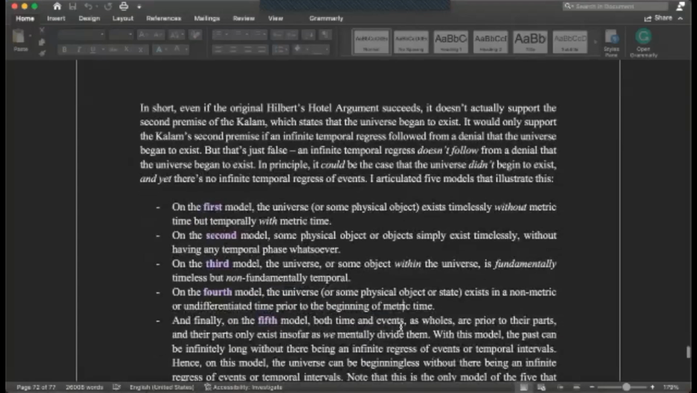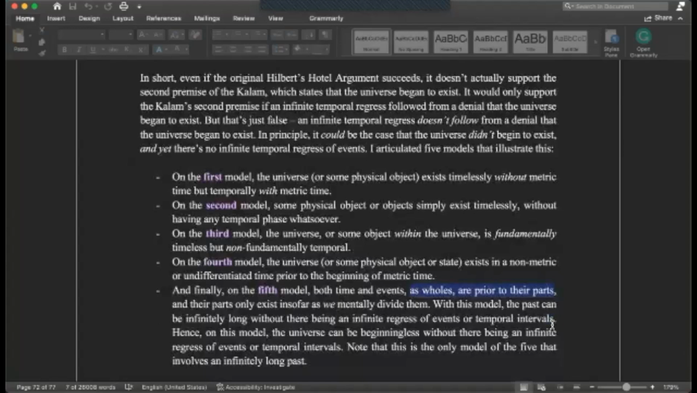And finally, on the fifth model, both time and events, as wholes, are prior to their parts, and their parts only exist insofar as we mentally divide them. With this model, the past can be infinitely long without there being an infinite regress of events or temporal intervals. Hence, on this model, the universe can be beginningless without there being an infinite regress of events or temporal intervals.